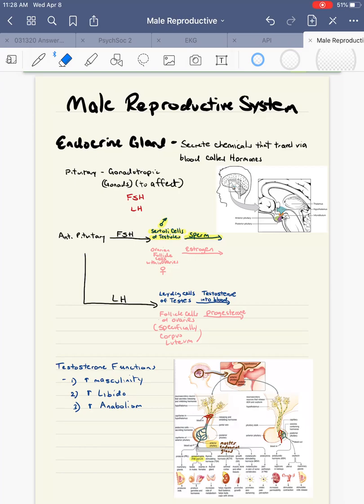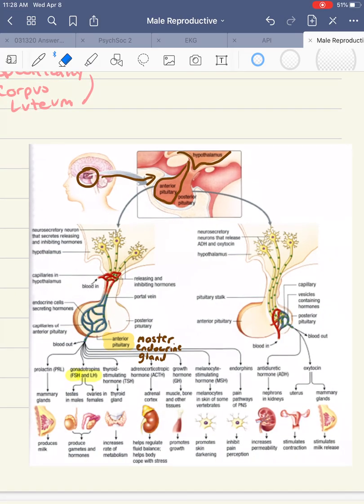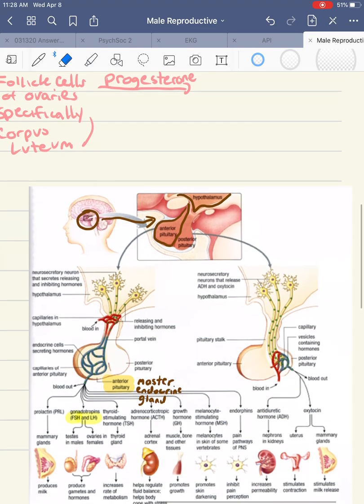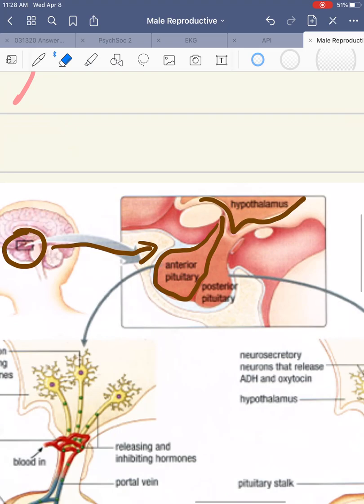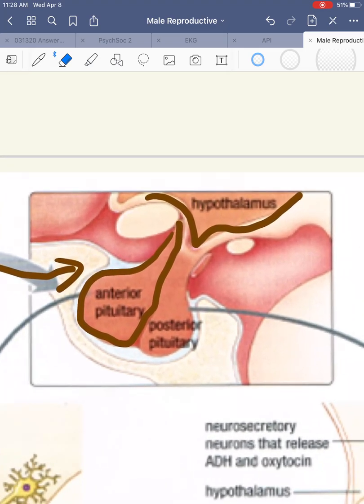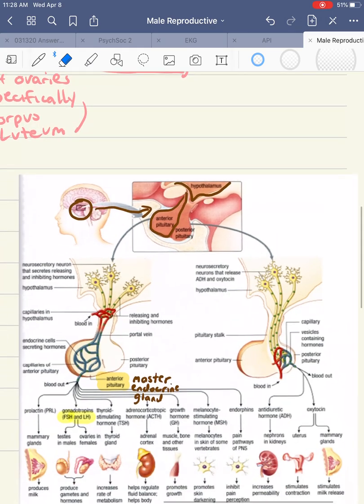All right, we're going to talk about the male reproductive system. In order for us to get started, I want to go back to our endocrine lecture. In the endocrine system, you learned that the brain has the hypothalamus, which is close to the anterior portion, and the hypothalamus controls the pituitary. Specifically, we're going to be interested in the hypothalamus controlling the anterior pituitary, right?